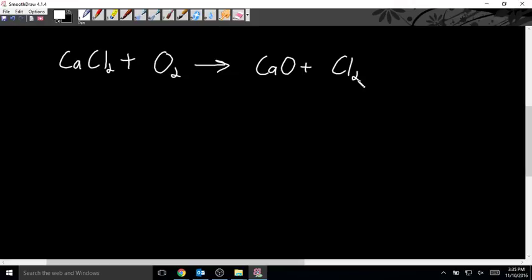All right, first thing we gotta ask for stoichiometry is, is it balanced? And I can kind of see it's not. 2 oxygens here, 1 oxygen here, put 2 there. Now 2 calciums, 1 calcium, put 2 there. 4 chlorines, put a 2 there. All right, now we're good to go.